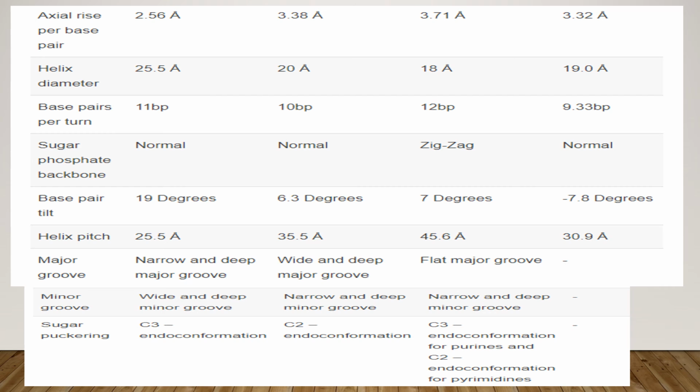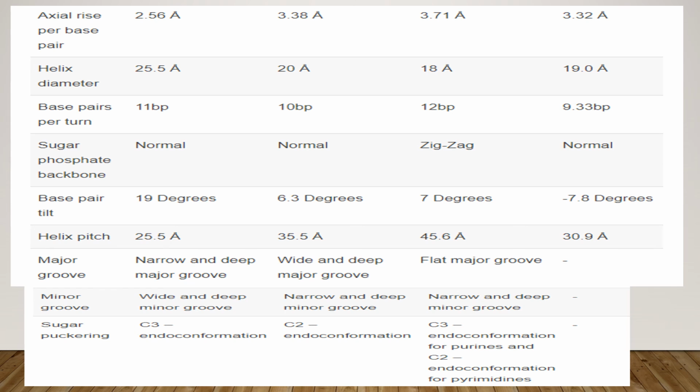Sugar phosphate backbone is normal in the A and B, and in the Z form the sugar phosphate backbone is in zigzag conformation. Base pair tilt. The base pair tilt मतलब झुकाव, कितना झुकता है हमारा base pair, is 19 degree in A, 6.3 degree in B form, 7 degree in the Z form and minus 7.8 degree in the C form. Helix pitch. In the A form of DNA that is 25.5 angstrom, in the B 35.5, in the Z 45.6. There are two different types of groove, major groove and minor groove.